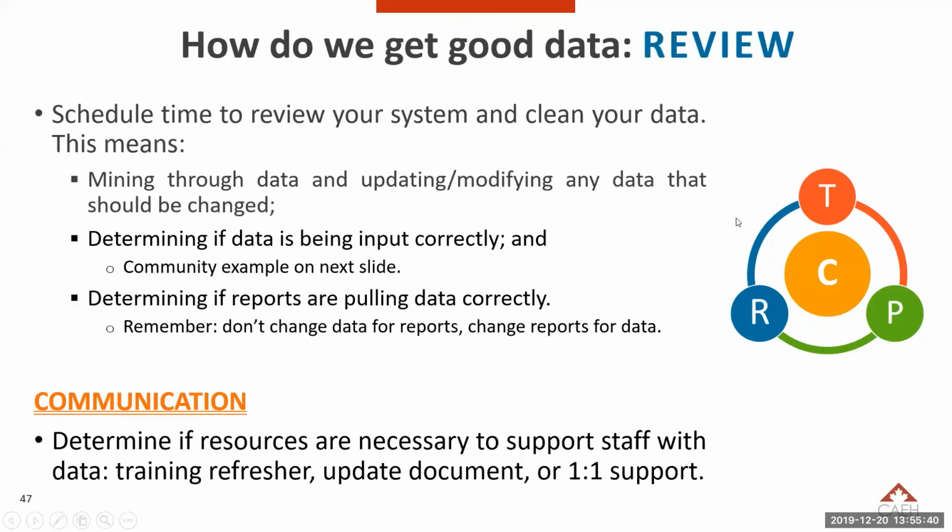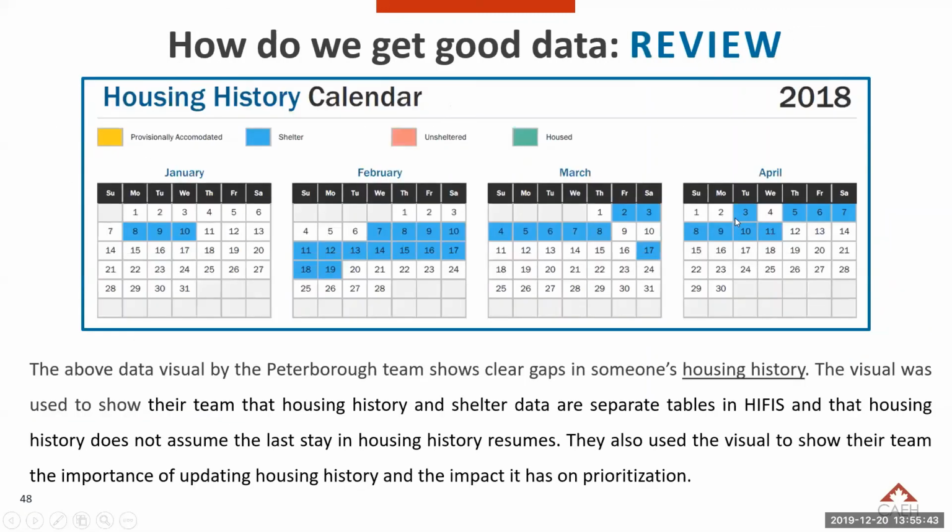It also ends with what I think is a super cool example from Peterborough. It's a diagram of their housing history. What I would like to point out about this diagram, just to give a bit of context, is that their lovely HIFIS lead, Aaron Forrest, created this diagram to help staff who are inputting data and their team for decision making see what was going on with their housing history. So in this particular diagram, all of the white dates are blank. They don't have any housing history information in them. All of the blue squares have shelter data. So with this particular client, they're known to be experiencing chronic homelessness, except their data doesn't show it.